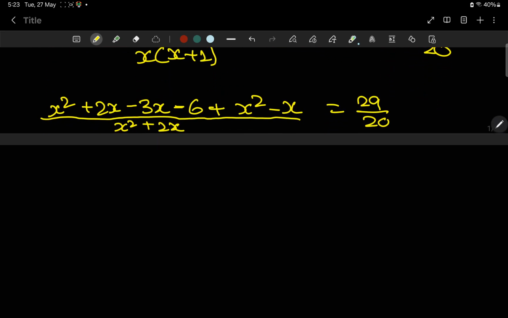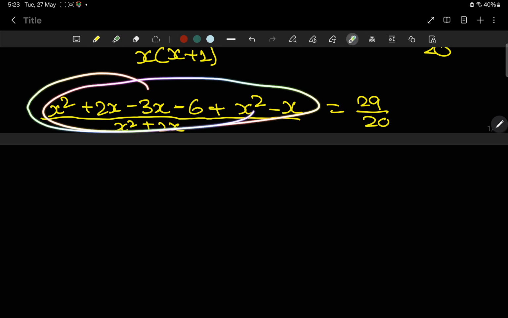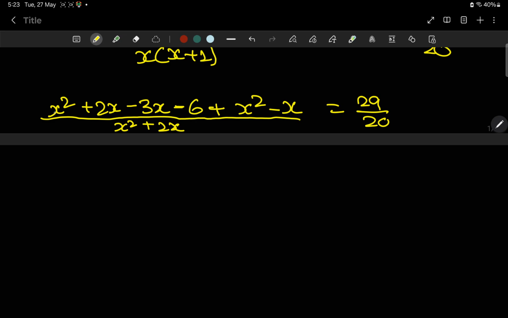Now this can be further simplified. How? x square plus x square is 2x square. You can cancel this in this way if you feel it's confusing. So we have completed simplification of x square. Now plus 2x minus 3x: what is 2 minus 3? It's minus 1.